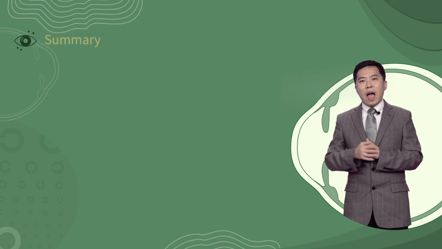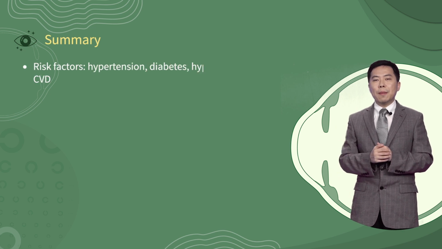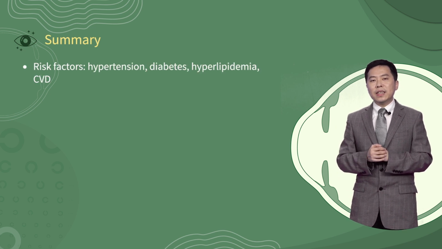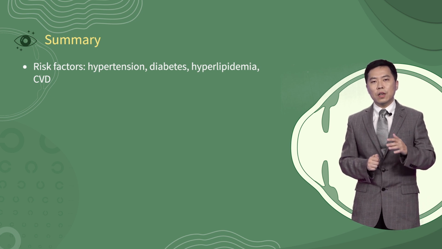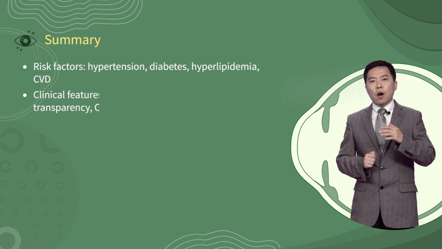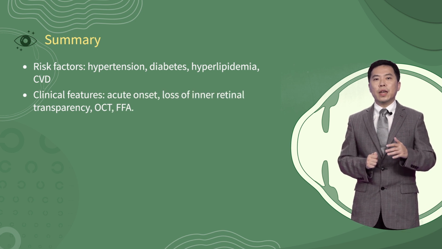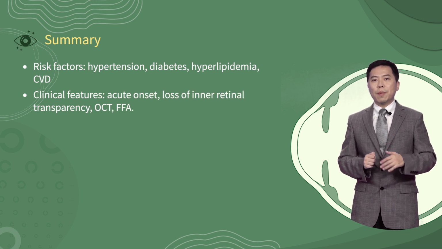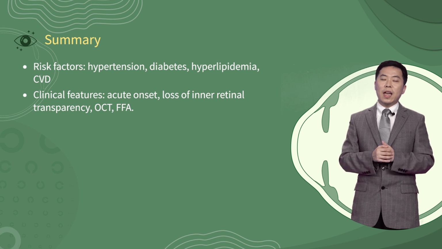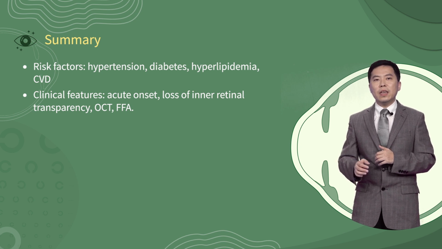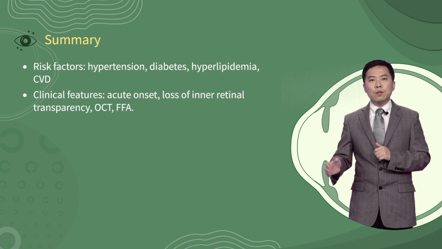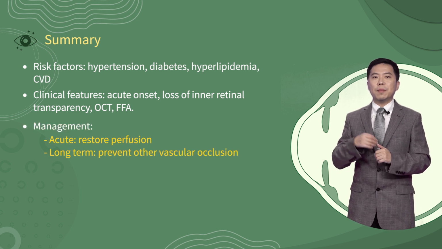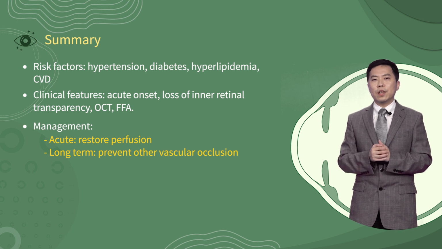Okay, let's summarize today's section. RAO has several systemic risk factors. Investigation of these factors would help in preventing other vascular occlusion. The onset of RAO is acute. There is a loss of transparency of the inner retina. OCT and FFA can help to identify RAO. In the acute stage, several methods can be used to restore retinal perfusion.